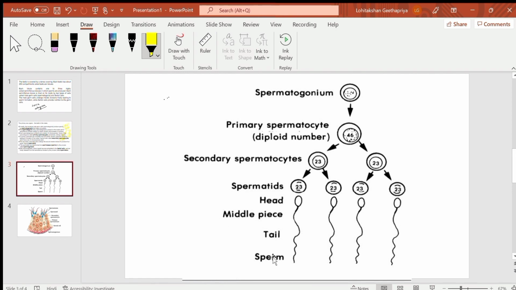Now the sperms are embedded in the Sertoli cells, receiving nutrients. Then after receiving the nutrition, they will be released from the seminiferous tubule or from the testis by the process of spermiation. So this is the entire content that I wanted to tell you all, how the maturation of the sperms takes place in a human male.